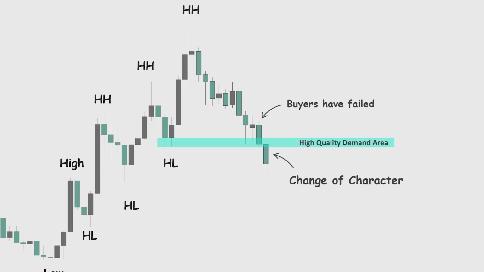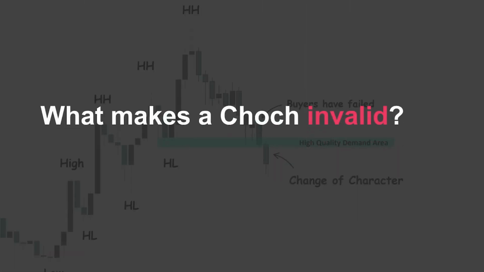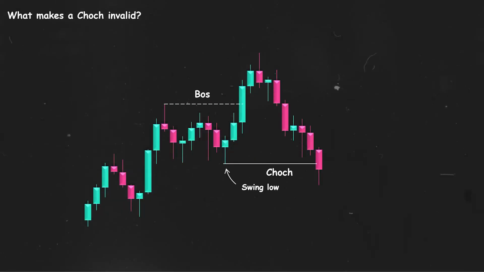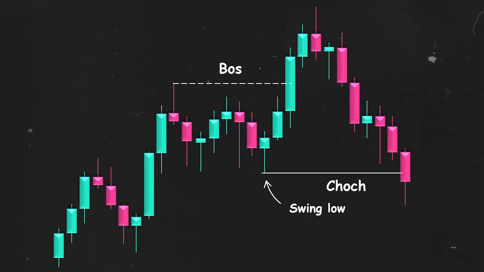The change of character is valid except in two common scenarios. Sometimes the market structure conditions make these changes invalid. Let's break this down step by step. Right here, we have a major swing low that triggered this breakout. A break below this level might seem like a valid change in character. However, if you look at the left-hand side, you'll notice something crucial. This level aligns with a significant area of liquidity.